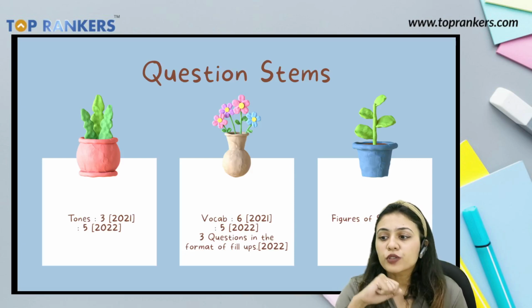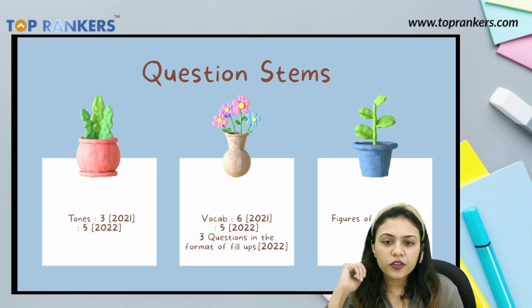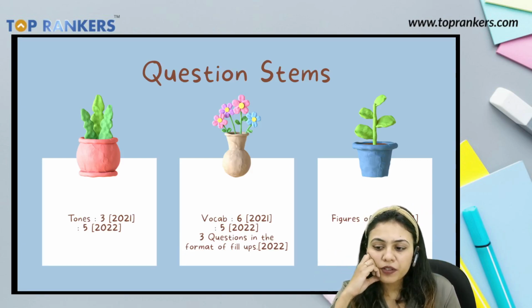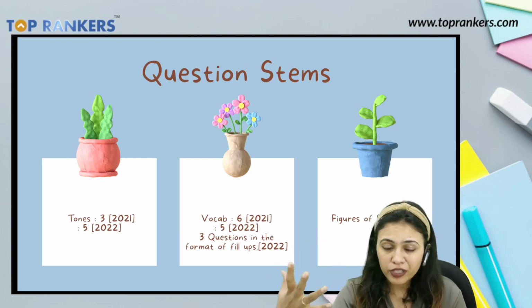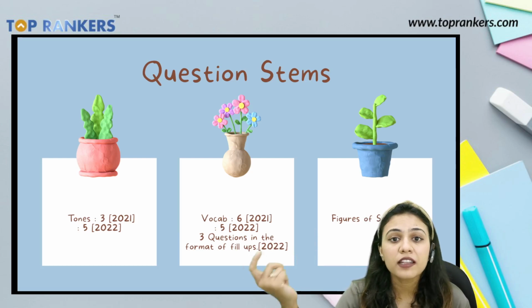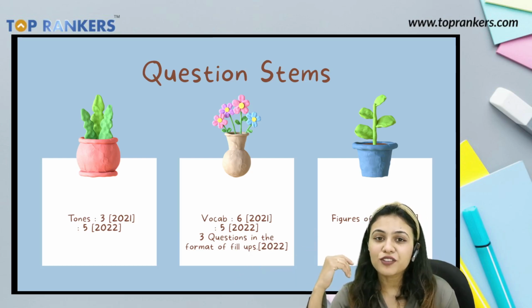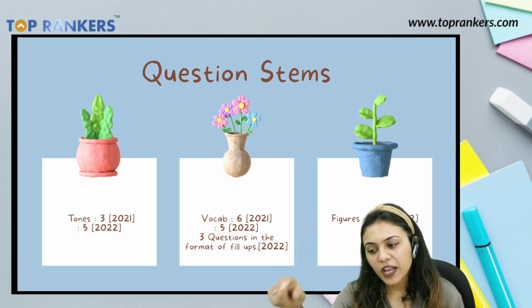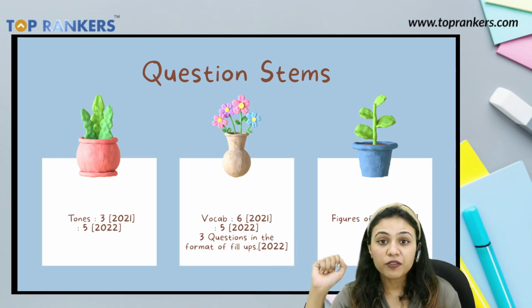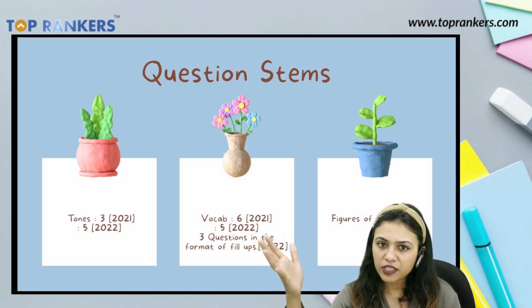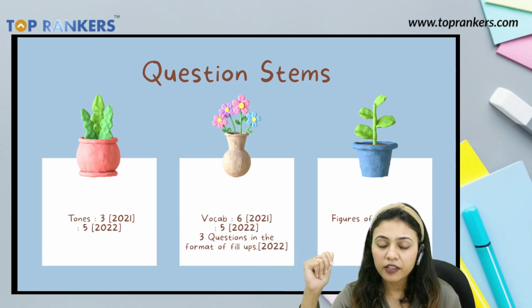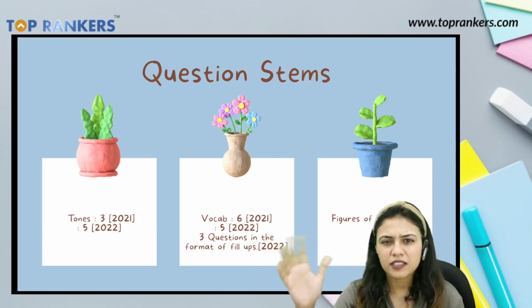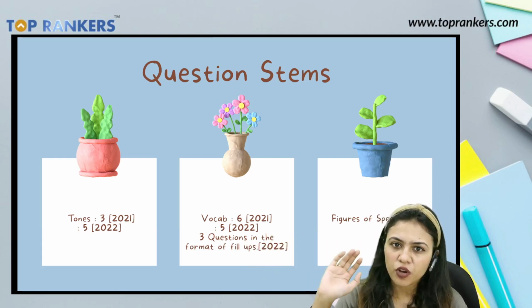And moving on to the question stems. If I talk about the 2021 paper, there were three questions on tones. On the other hand, there were questions on tones in 2022 too. That means obviously they have raised questions when it comes to tones. Now, when I talk about vocabulary, in 2021 there were six questions of vocabulary, five in 2022. That means it's pretty much the same in all of these papers, 4 to 5 questions on vocab.